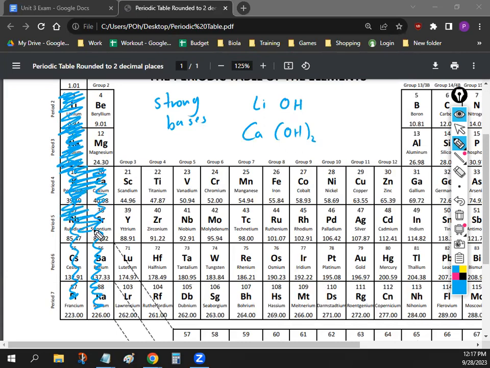But the first column starts at... Yes, so the left column is all +1. Yes, and the right column, that's correct, because of the +1 and +2 charges. That's it. That's strong bases. So strong bases are really easy.